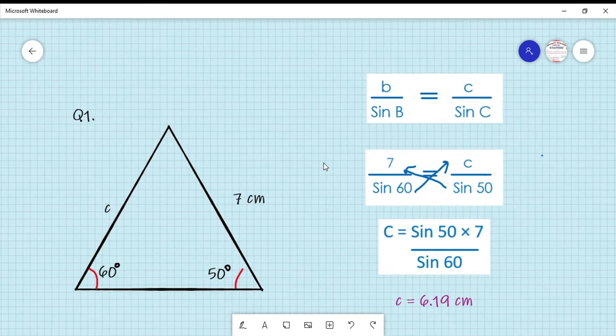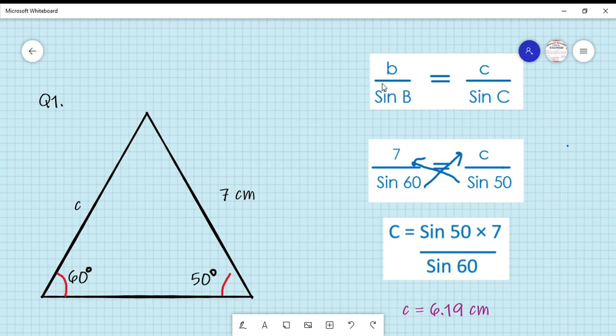So here I have the calculation. b over sine B. What I mean by b over sine B is 7 over sine 60. You don't have to put the right letters all the time. Even if you put a over sine A and b over sine B, it won't make a difference as you're doing it the same way, unless there's a mistake in your calculation. b over sine B is 7 over sine 60, as we wrote it here. And c over sine C is c over sine 50.